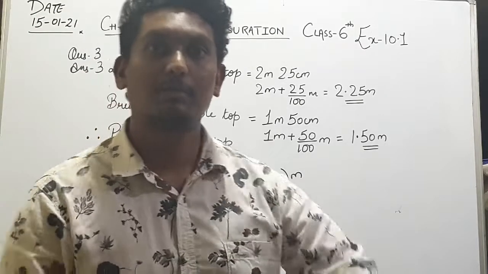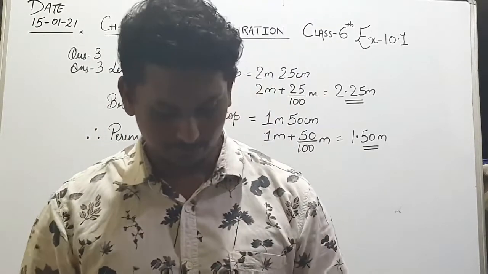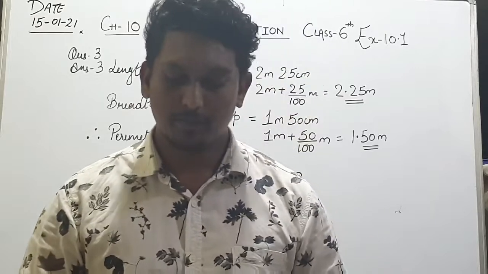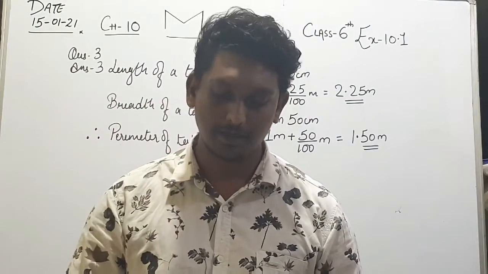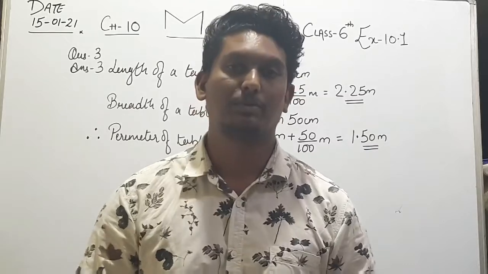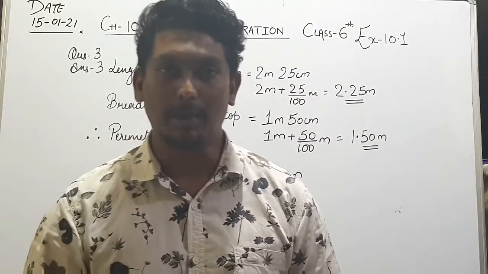Now come to question number 3. I am just reading the question. A tabletop measures 2 meter 25 centimeter by 1 meter 50 centimeter. What is the perimeter of the tabletop? So in this question it is directly asking about the perimeter.